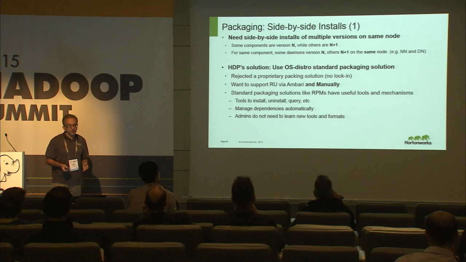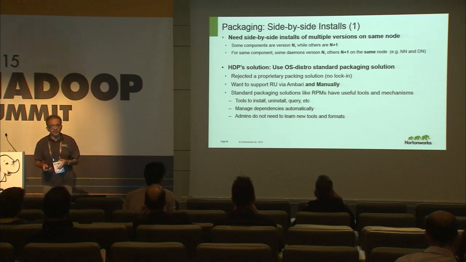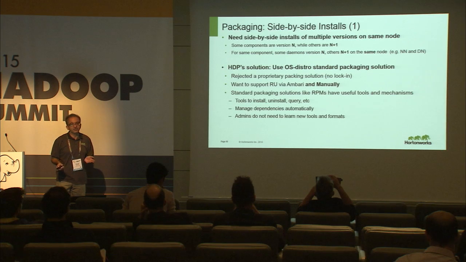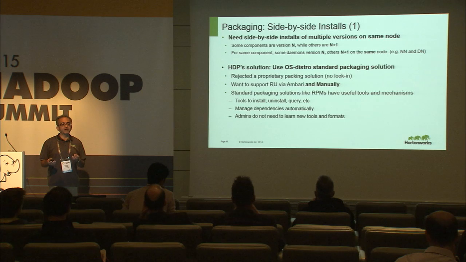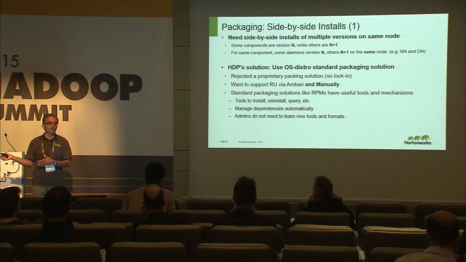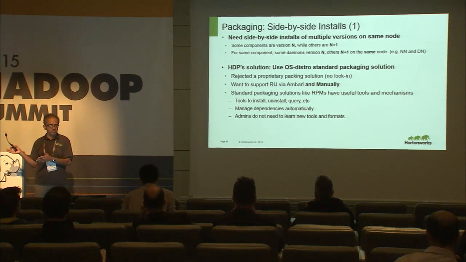So the solution that Hortonworks chose was to use an OS distro standard packaging solution. Okay, we rejected a proprietary solution. We felt that would be a lock-in. We didn't need it. Second reason was we wanted to support rolling upgrade via Ambari, which is our automated install mechanism. But we also wanted to support customers that are not using Ambari, because we have customers that have their own scripting mechanism through Puppet and Chef, and we didn't want to leave them behind and force them to move to Ambari if they prefer their own solution.